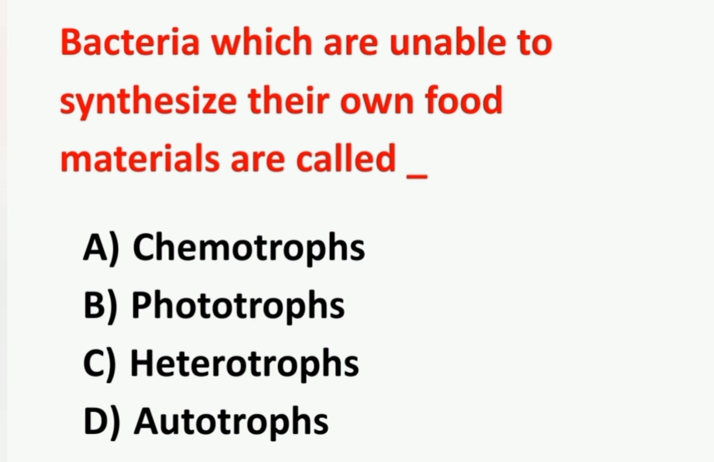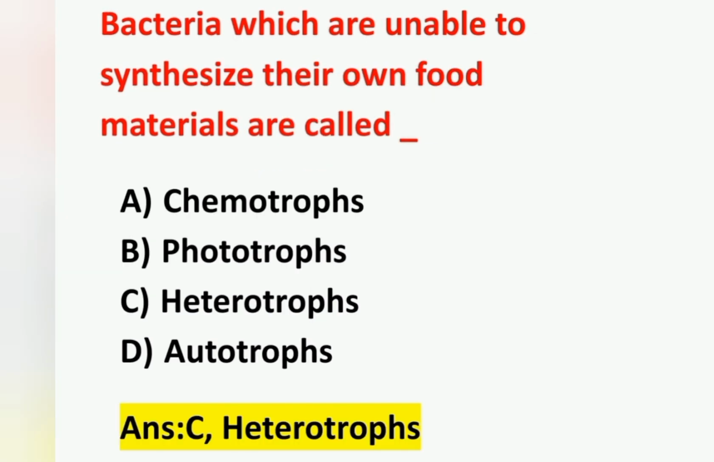The next question, bacteria which are unable to synthesize their own food materials are called. Options are option A chemotrophs, option B phototrophs, option C heterotrophs, and option D autotrophs. Here correct answer is option C, heterotrophs. Heterotrophs are the bacteria which are getting energy from other organisms. Chemotrophs means they are getting energy from chemical reactions, and phototrophs means they obtain energy from sunlight, and autotrophs means they are getting energy from their own food. Okay, they are known as autotrophs. Here answer is heterotrophs. Option C is the correct answer.